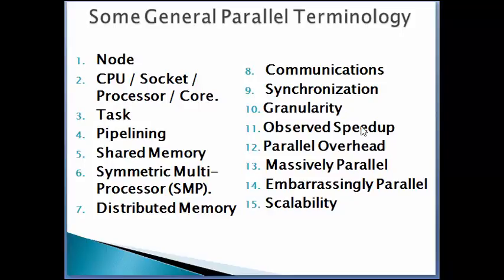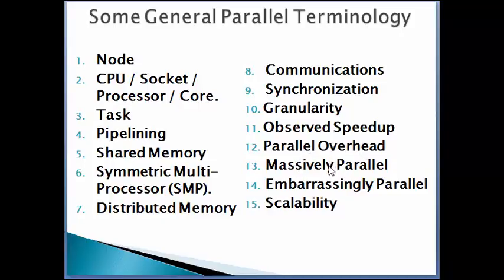Observed speedup. Observed speedup of a code which has been parallelized, defined as wall clock time of serial execution divided by wall clock time of parallel execution. One of the simplest and most widely used indicators for a parallel program's performance. Parallel overhead. The amount of time required to coordinate parallel tasks, as opposed to doing useful work. Parallel overhead can include factors such as: 1. task startup time, 2. synchronizations, 3. data communications, 4. software overhead imposed by parallel languages, libraries, operating system, etc.